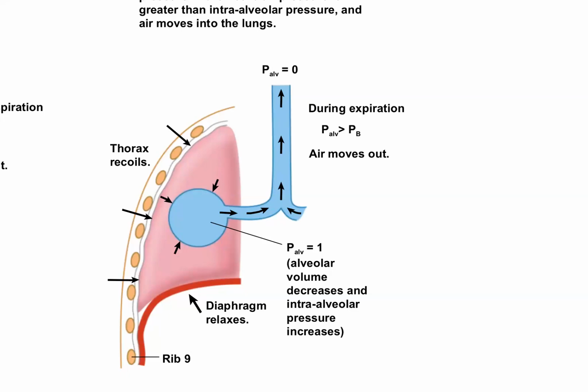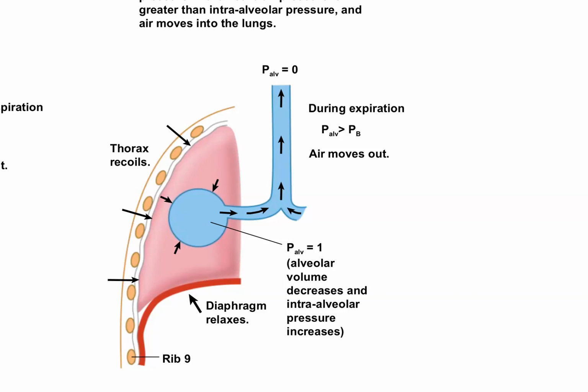I give the example in class about what happens if you blow up a balloon and you're holding the actual opening, that nozzle of the balloon. What happens if you let go? If you let go all of a sudden, the recoil will cause that air to move out suddenly. That's what's going to happen in our alveoli in the lungs.